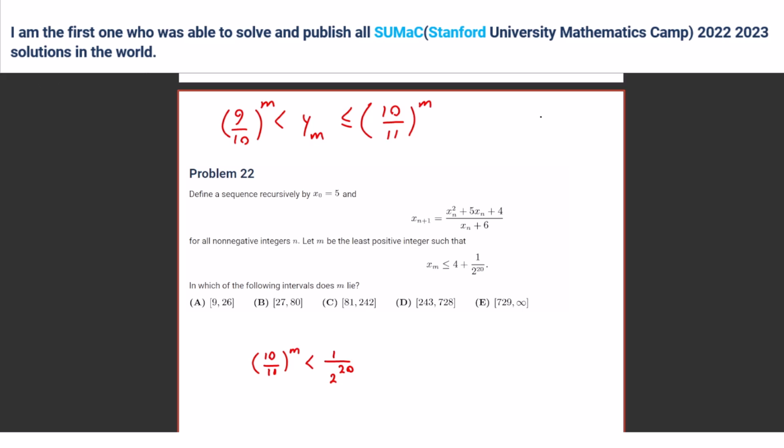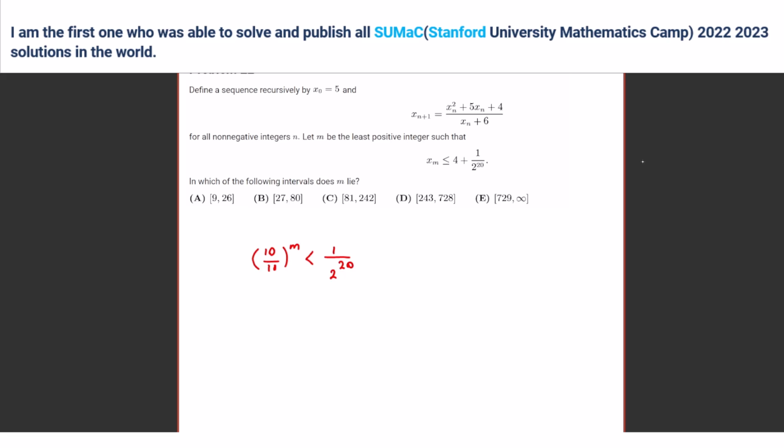Okay, so let's use some small examples. If m is 2, it is 100 over 121. For m equals 3, it will be 1000 over 1331. We want to find something better, for example, something less than 1/3.